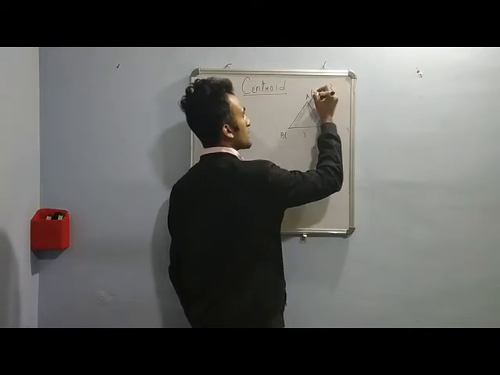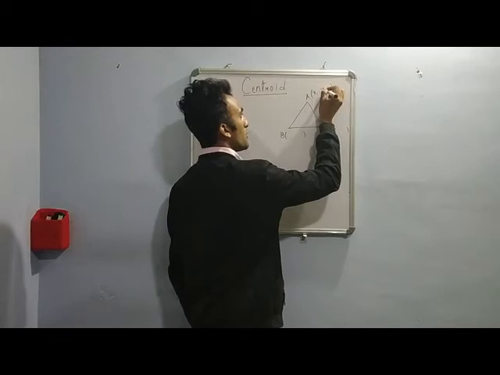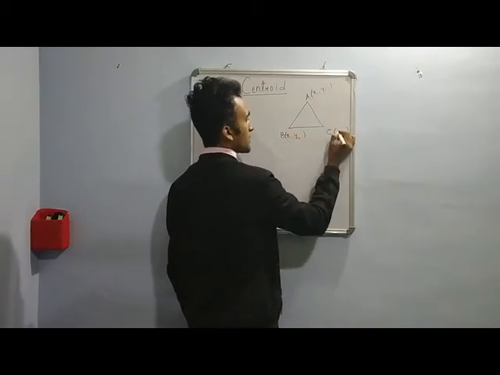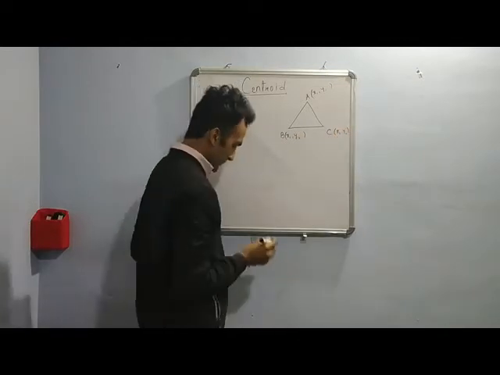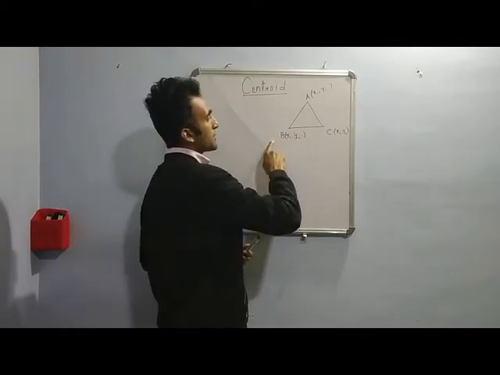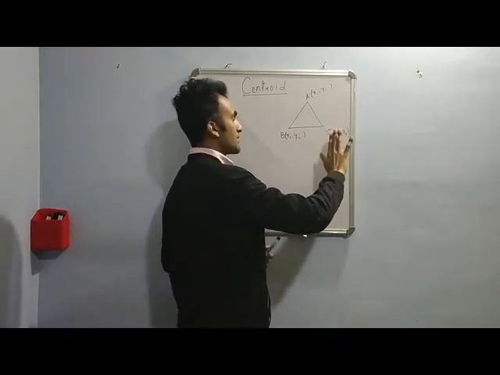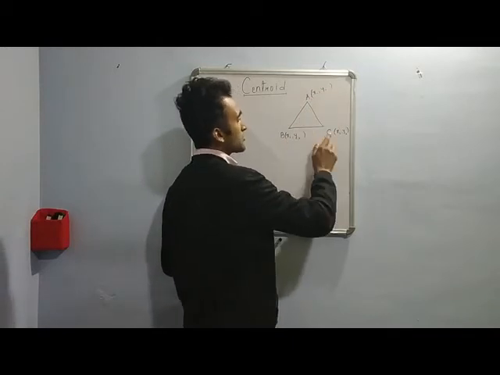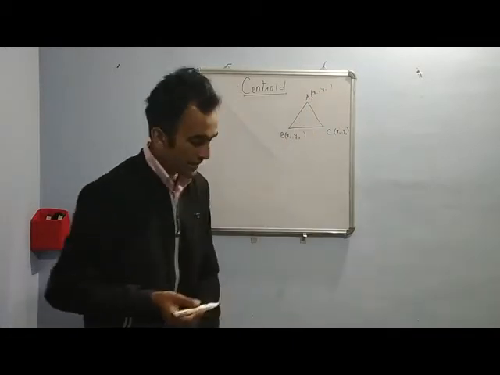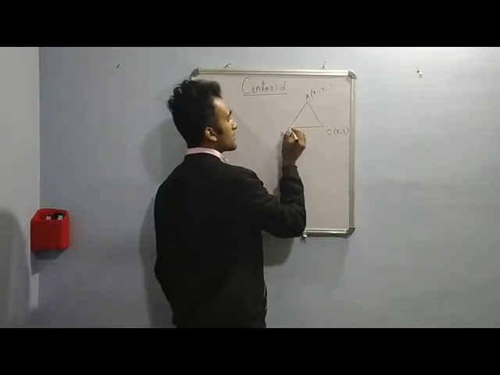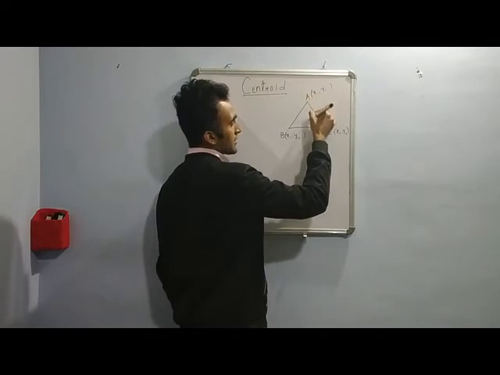Now let me take this one as x1, y1, this one as x2, y2, and this one as x3, y3. Now, when you see there are three points A, B and C, which have three coordinates: A has x1, y1, B has x2, y2, C has x3, y3. Now, I'll be drawing three medians.